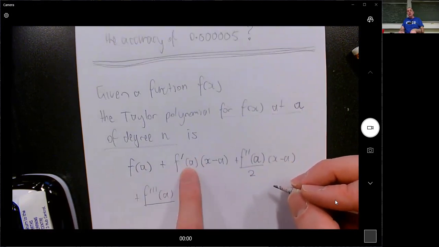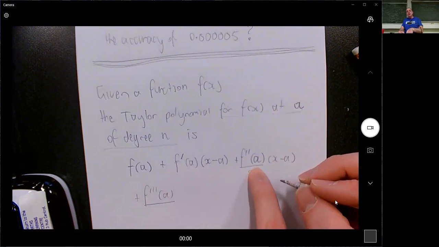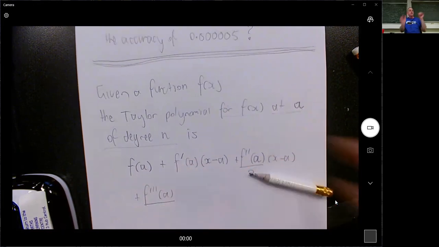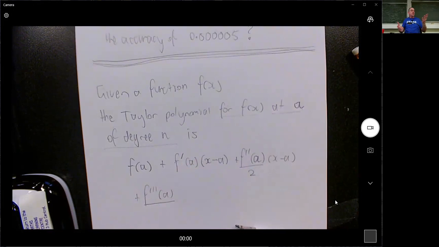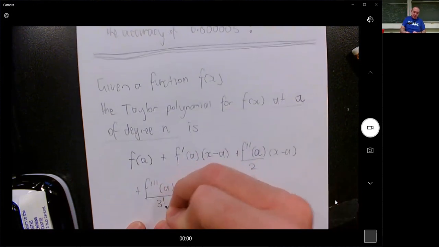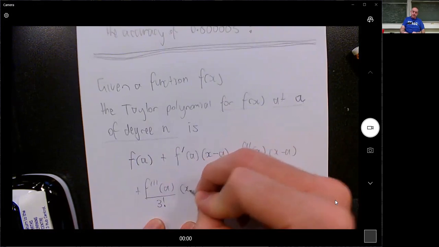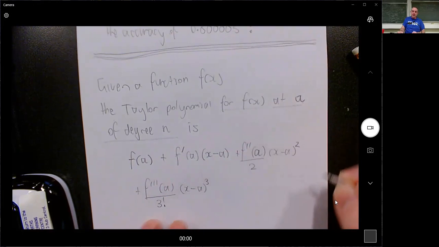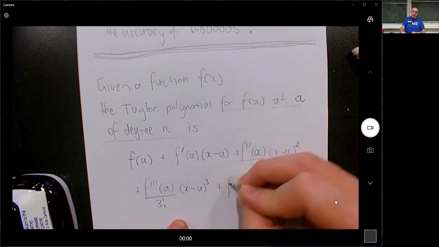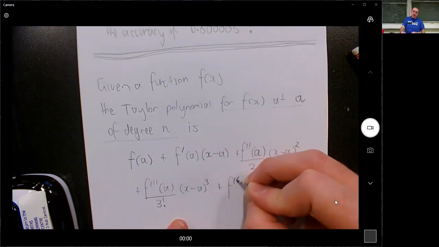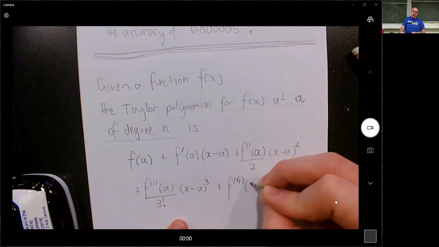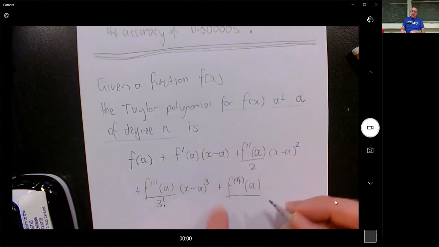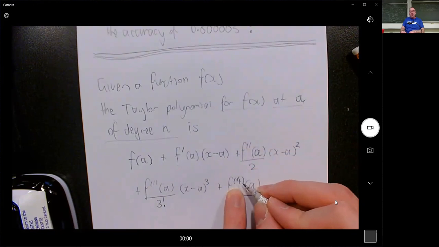So the denominator here is 1, the denominator here is 1 times 2, the denominator here is 1 times 2 times 3, so this one will be 3 factorial, and this will be x minus a cubed. This will be squared here, sorry. And then the next one, and you'll just keep going until you stop. This bracket 4 is short for the fourth derivative.